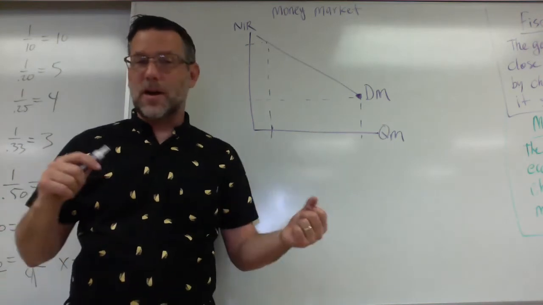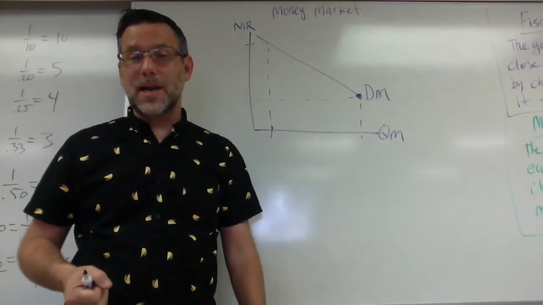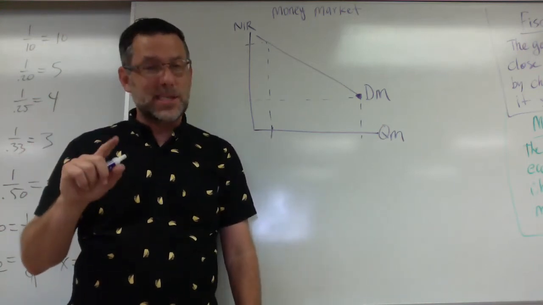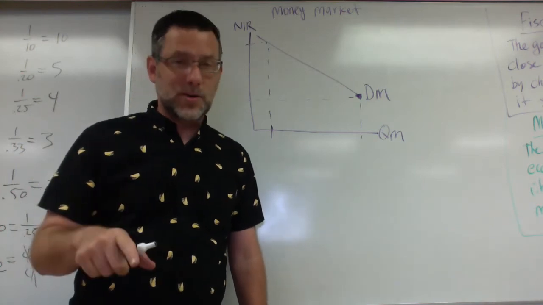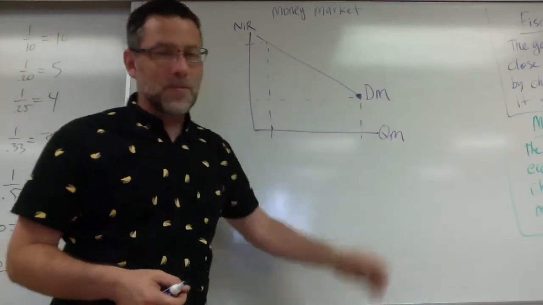So that's the key trade-off to understand: the trade-off between M1 and other forms of money like bonds or CDs, things that you can't spend but give you interest. That's the key idea here. So that's why demand is downward sloping.